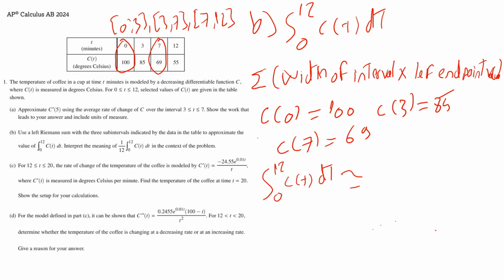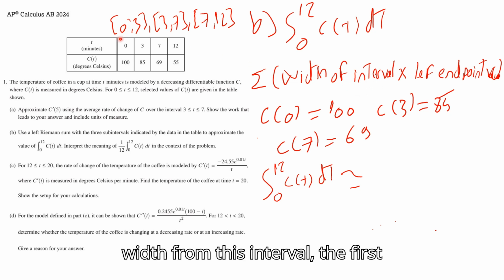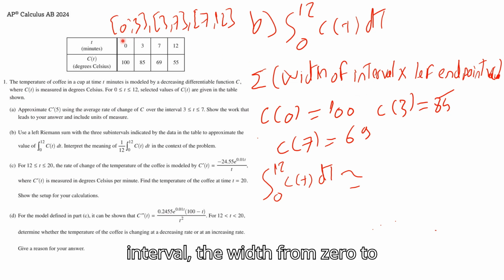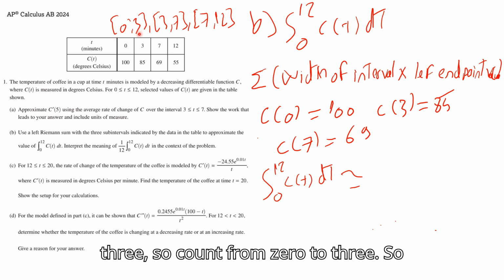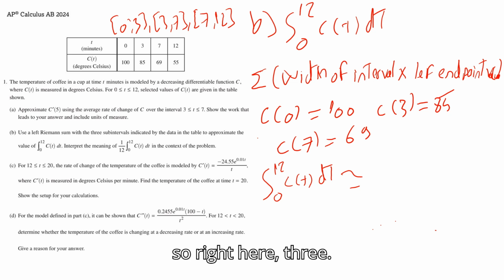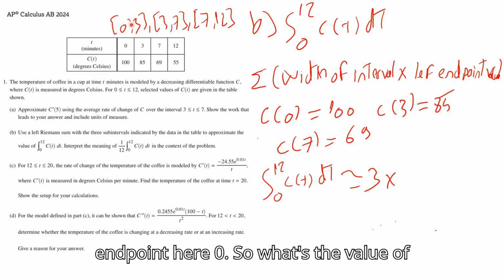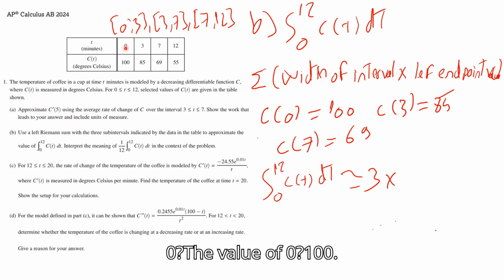Now, the integral from 0 to 12 of C(t) dt is approximately: width of interval times left endpoint value. For the first interval, the width from 0 to 3 is 3. Times the value at the left endpoint 0, which is 100. So 3 times 100.